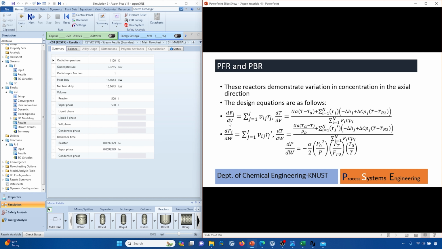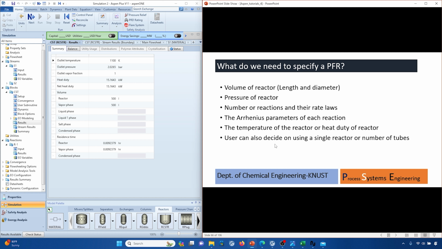These are the design equations, as we did for the CSTR. This is the design equation for a packed bed plug flow reactor, and the basis is the reactor volume. And this is for the packed bed reactor, which has a basis of catalyst weight. You see similar things that were looked at: the material balance, energy balance, and the pressure drop equations.